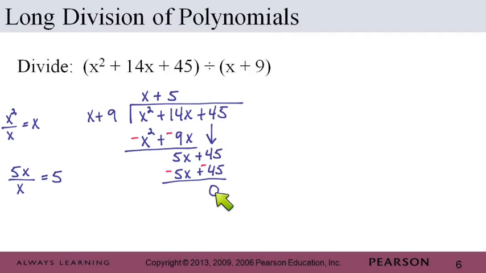That's a good feeling. And so x squared plus 14x plus 45 divided by x plus 9 is x plus 5. Notice that if you did the FOIL process on x plus 9 times x plus 5, you would get exactly x squared plus 14x plus 45 and no remainder.